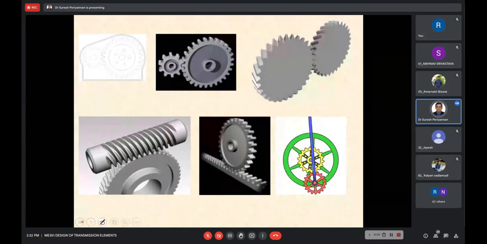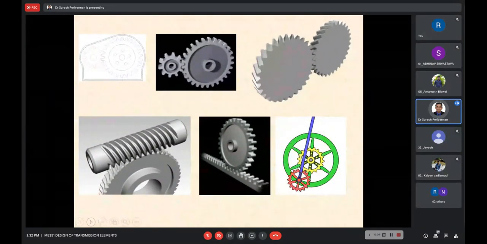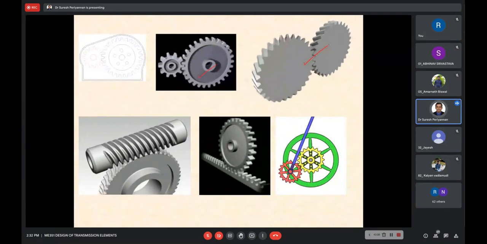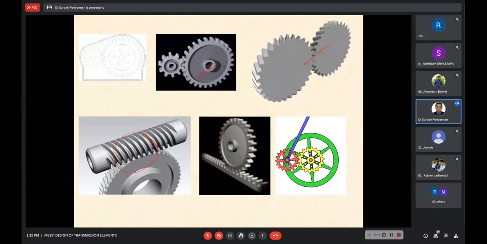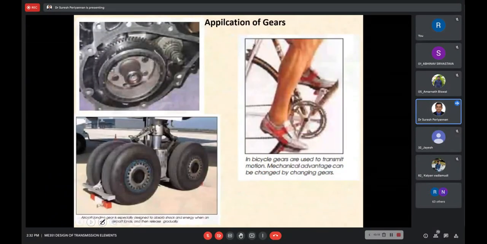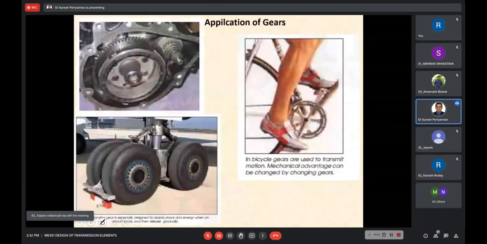Now we move to one more thing. This is the helical gear, this is the spur gear, this is the worm and worm wheel. This is the rack and pinion, this is the epicyclic gear train. Now, where is the application? As I told you, there are a lot of applications, especially bicycles, where you transmit the motion, and the aircraft engine.